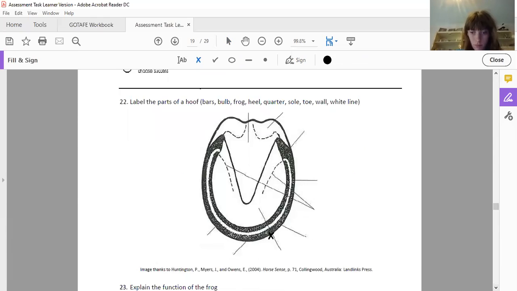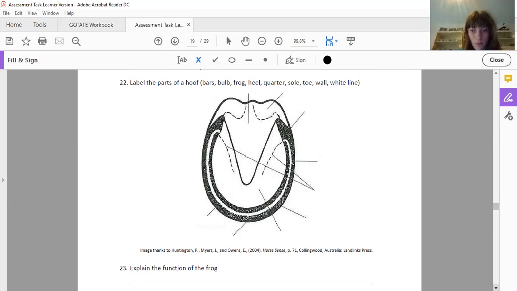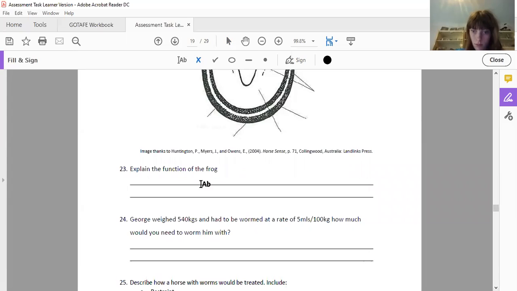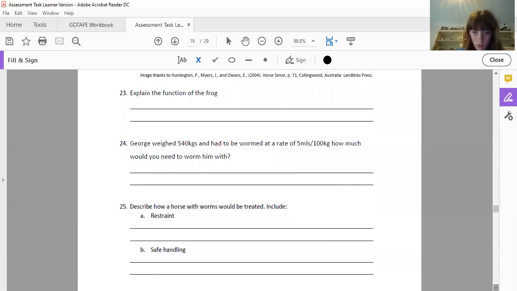22 is asking you to label the parts of the hoof. That may be, again, one that you're familiar with from previous tasks that you've done. So hopefully that's a nice straightforward one there. Then explain the function of the frog, which you touched on before with the bar shoe. So yeah, what's the importance of the frog within the horse's hoof? What's its role?